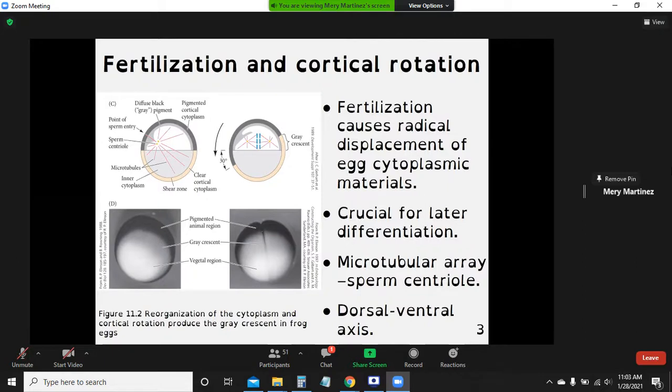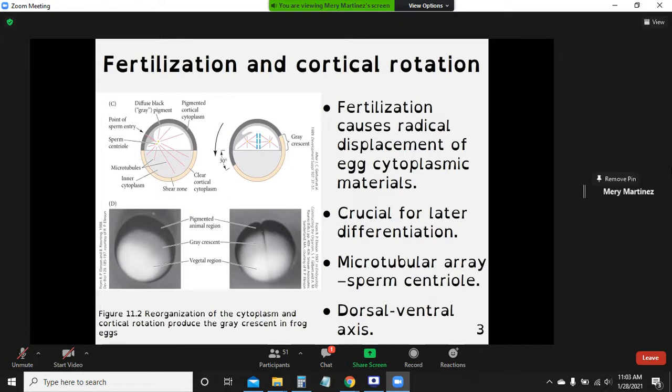The side 180 degrees opposite to the side of the sperm entry will mark the dorsal, meaning the spinal side of the embryo. So this is the back, and this is the dorsal, the ventral part of the embryo.